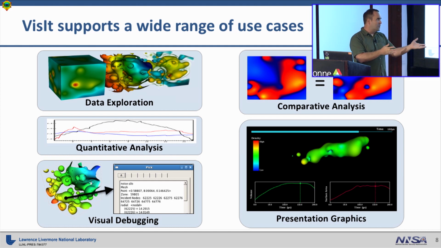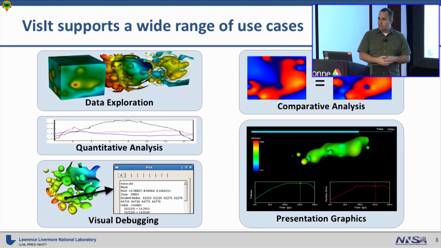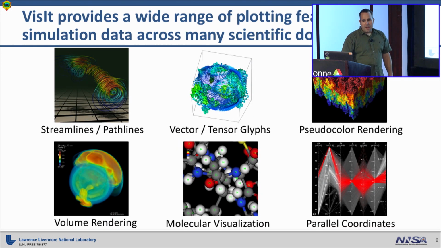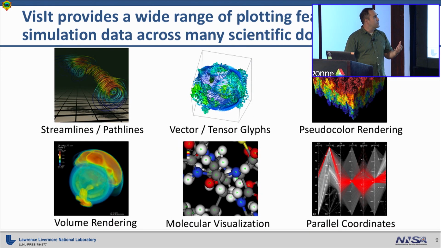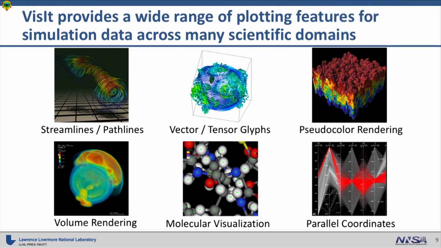Presentation graphics is very important, obviously. We have to communicate results, so we have to make movies and things for PowerPoint, et cetera. That's also a very important use case. We have a wide range of plotting features. Joe covered a lot of this in his introduction to visualization, but we have things for streamlines, pathlines, glyphing operations, which are particularly good for vector and tensor fields, and pseudocolor rendering, which is really the bread and butter.